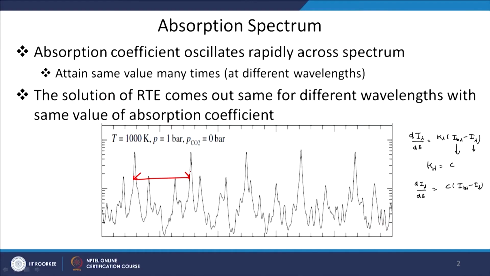So, a question we should ask ourselves: why solve the radiative transfer equation for these two wavelengths separately, why not solve only once, because we get the same solution. This point gives the same solution as this point. So, why do we solve the radiative transfer equation again for these points, and we have many points. If we extend this line all the way, we have many points where kappa_lambda is the same. So, for all these wavelengths, provided we can account for the change in emission, because I_B lambda will actually vary over the spectrum, we can solve the radiative transfer equation only once.